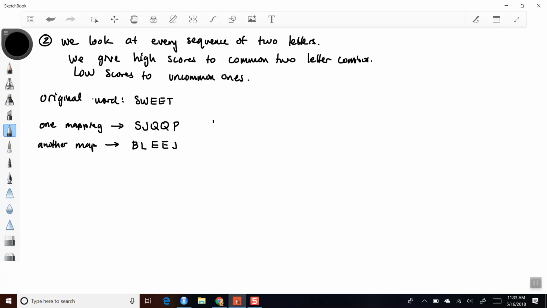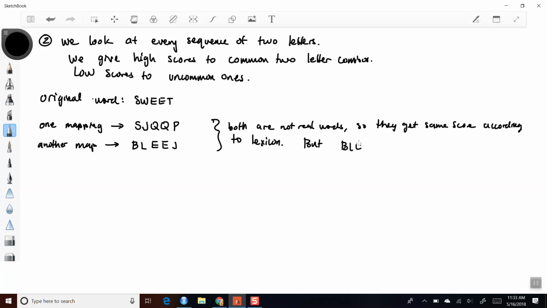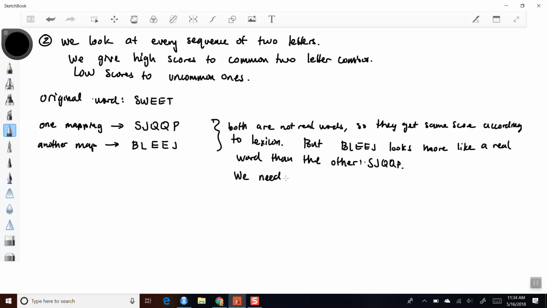Both are not real words, so they get the same score according to the lexicon. But B-L-E-E-J looks more like a real word than the other one, right? So we need a way to score this also. This will be based on looking at the two-letter combinations. BL is a reasonable sequence of letters. LE is reasonable. EE is reasonable. EJ also appears in words like eject.